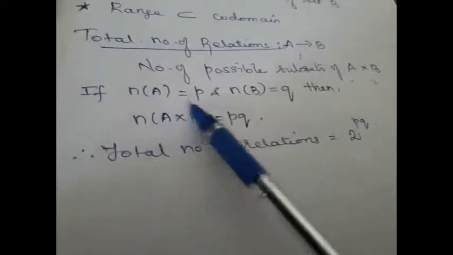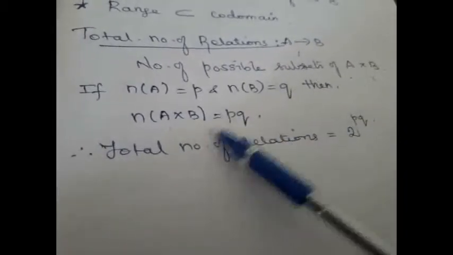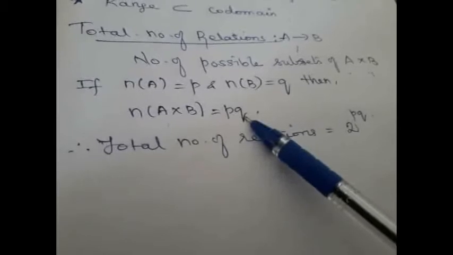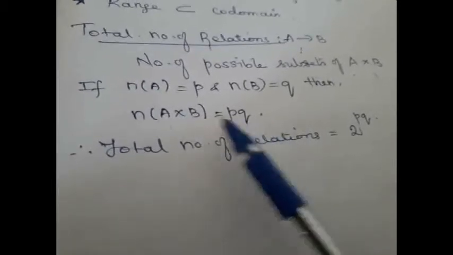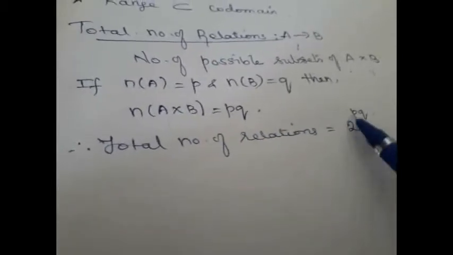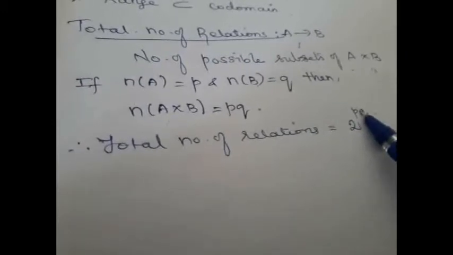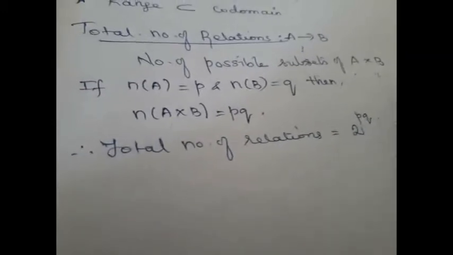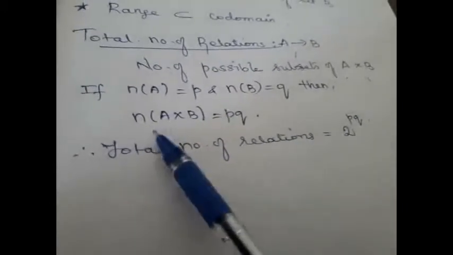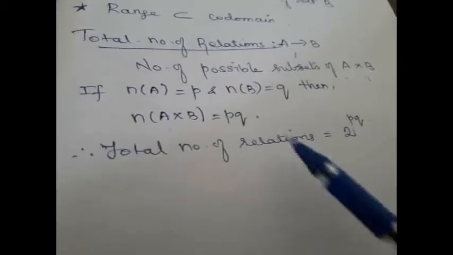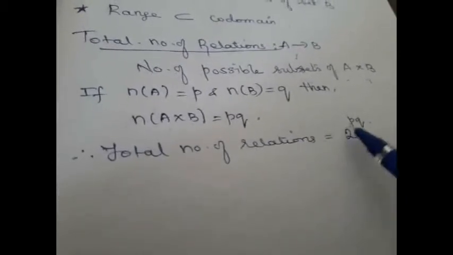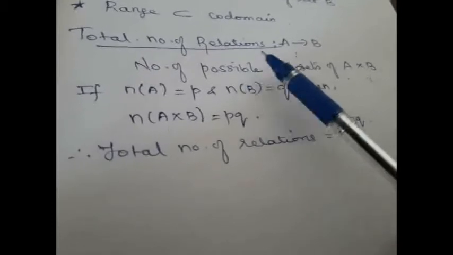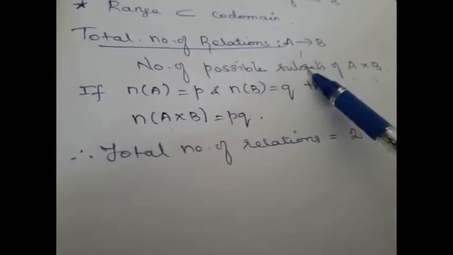Now if n of A is P and n of B is Q, then n of A cross B is P into Q, which is PQ. Now A cross B has PQ elements. Then how many subsets can be extracted from A cross B? Which is nothing but 2 power PQ. If the set A has n elements, then it has 2 power n subsets. The same way, the set A cross B has PQ elements, therefore it has 2 power PQ subsets, and hence 2 power PQ relations can be defined from set A to set B.